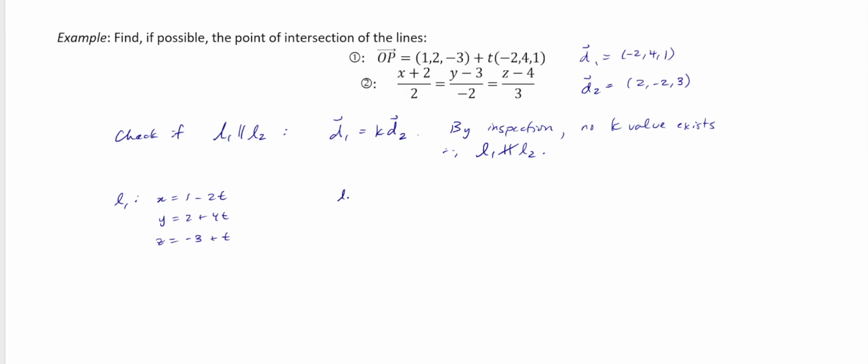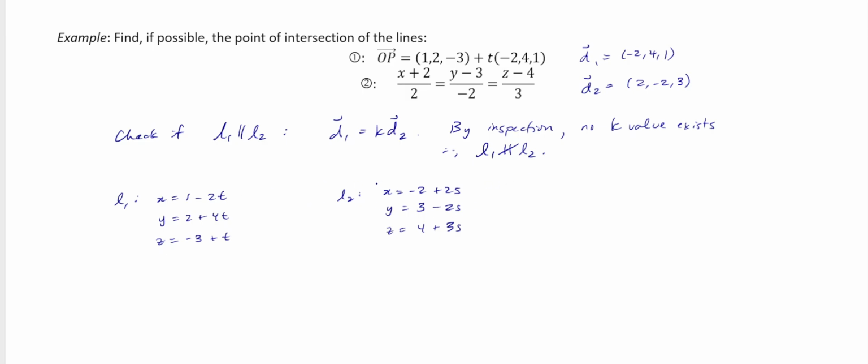For line 2, it's going to be x is equal to negative 2 plus 2s. I'm going to use different parameters for my lines because they're separate. Y is equal to 3 minus 2s, and z is equal to 4 plus 3s. Okay, so if these lines intersect, that means that their x, y, and z have to be the same.